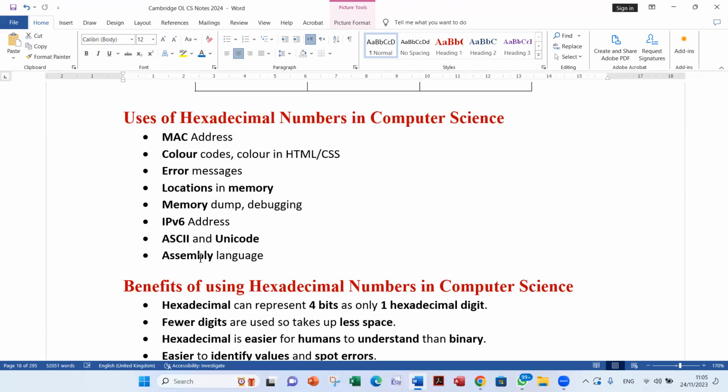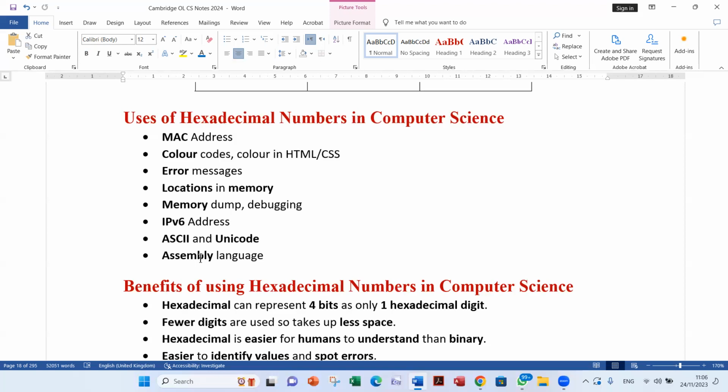Color codes in HTML, this is ICT, are in hexa. Remember FF0000 that is used to represent the red. Just here they are just an example. Error messages are in binary and are rather represented for humans in hexa. Locations in memory, memory dumps, IP version 6. IP version 6 is represented in hexa. ASCII code and Unicode, we will be studying this next session, inshallah.